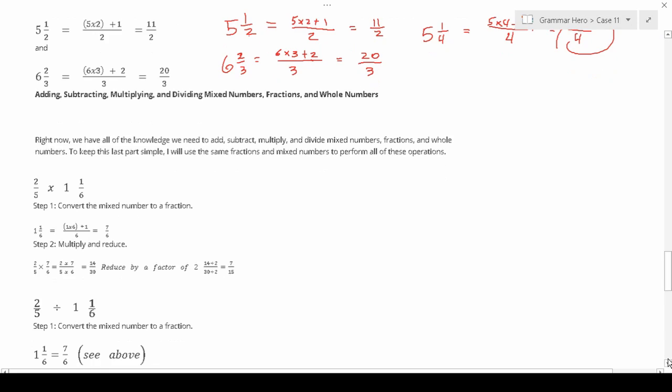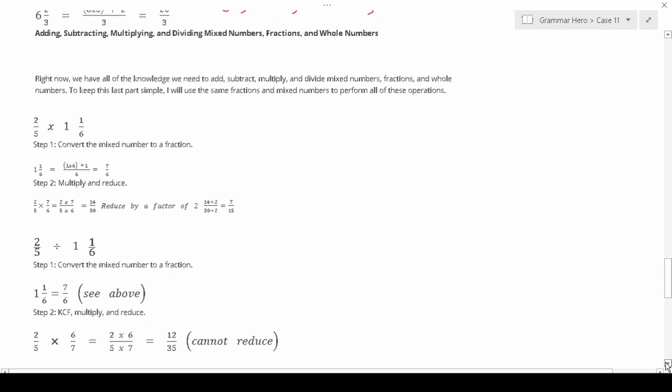So the final part in this lesson is going to be adding, subtracting, multiplying, dividing mixed numbers, fractions, and whole numbers. This is going to test all of the skills you've learned so far. Okay? And you'll see that we're going to have to, in some cases, go from whole numbers to mixed numbers and improper fractions to mixed numbers and vice versa. So let's take a look at this first example. We have 2 over 5 times 1 and 1/6.